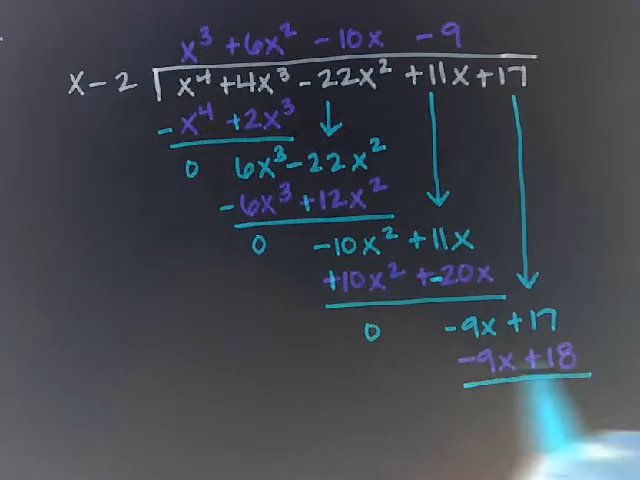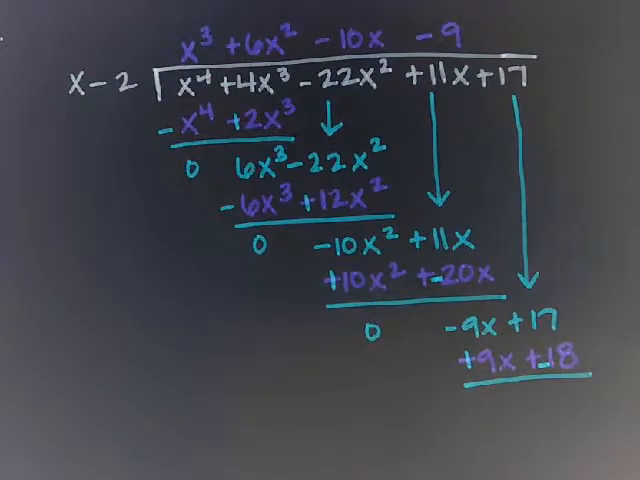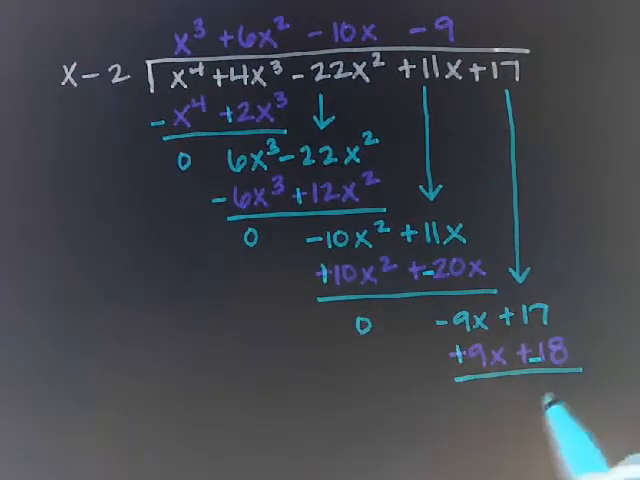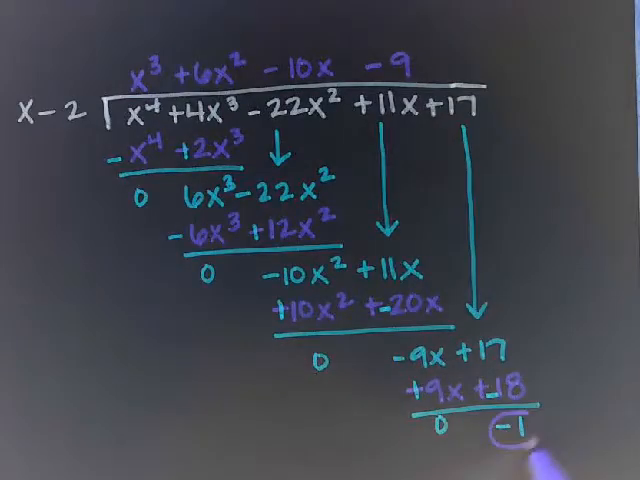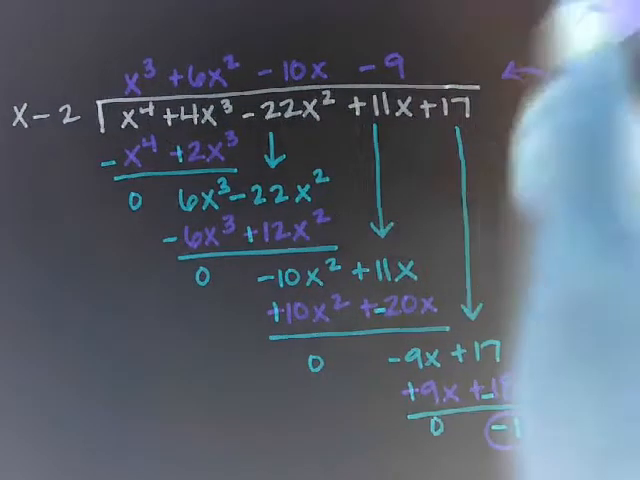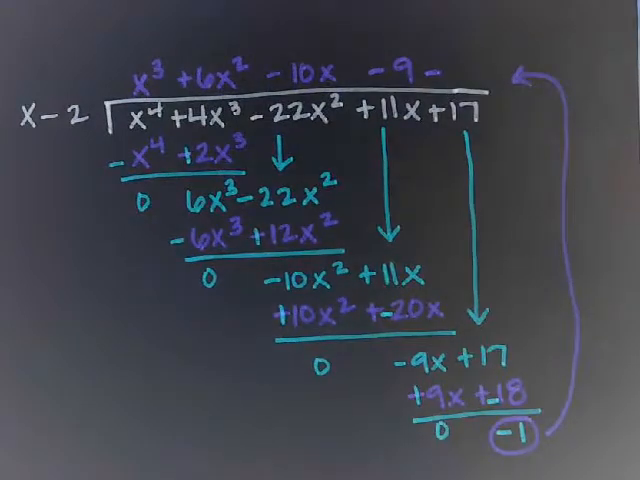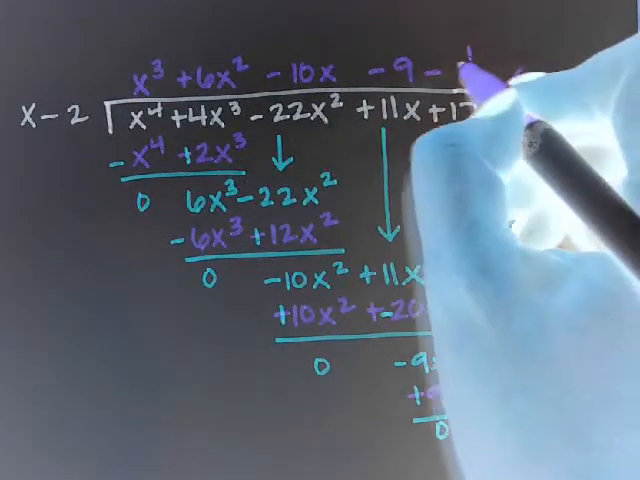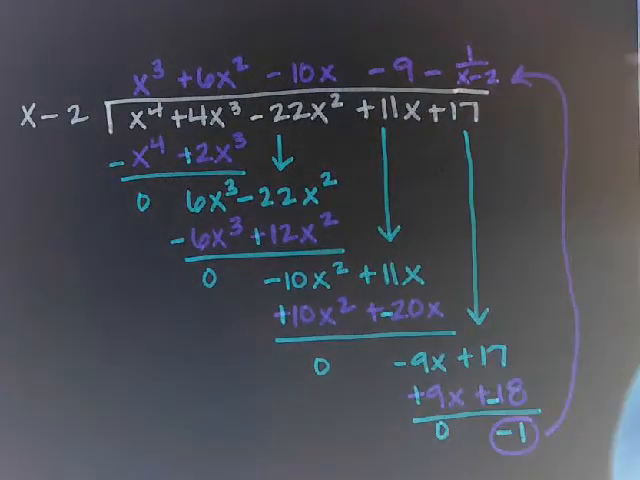So draw the line, change the signs. Yeah, we got 0 there, and then we have a remainder of negative 1. And then what do I do with that remainder of negative 1? Yeah, I have to bring it up here, so I say minus, because that was a negative. And then I've got 1 over x minus 2.